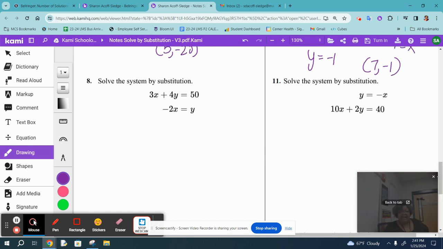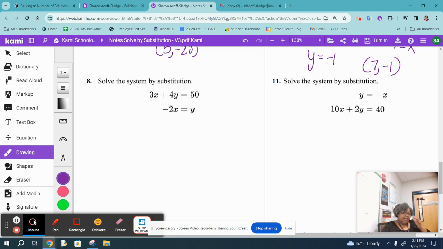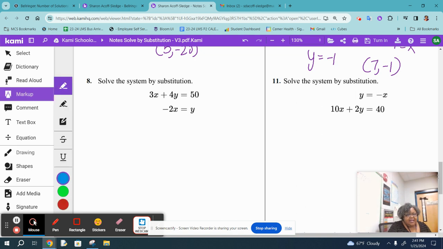All right, now let's do another one that's like that. So y is equal to a negative 2x. Okay? And then we got to put it right there.